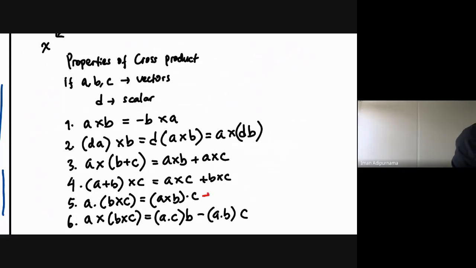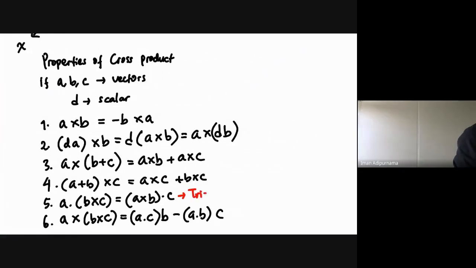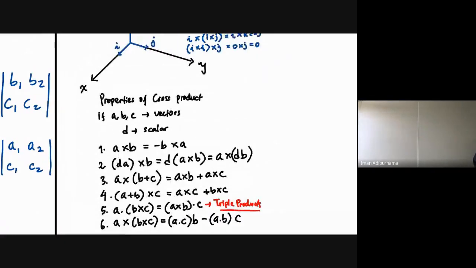The number 5 is called the triple product, which I will introduce later on. So here we are, the property of cross product. One thing you need to remember for the cross product is, every time you are visualizing the vectors, always remember using the right hand, to see how the vectors look.